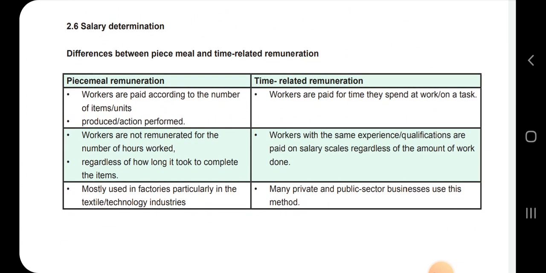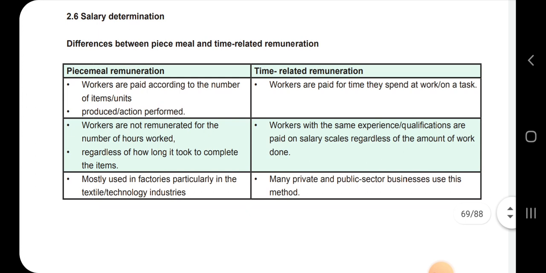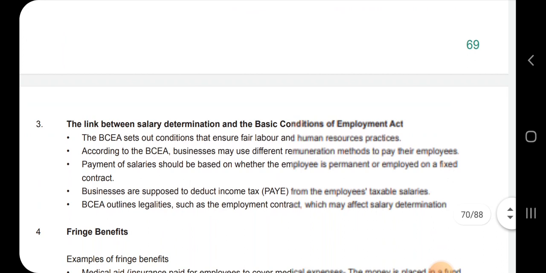Let's talk about salary determination: the difference between piece and time-related remuneration. Remuneration is compensation, so how are we going to pay the people who are going to be hired? With piecemeal remuneration, workers are paid according to the number of items or units produced. With time-related remuneration, workers are paid for the time they spend at work or on a task, so they are paid according to time. With piecemeal, they are paid according to the units they have produced.